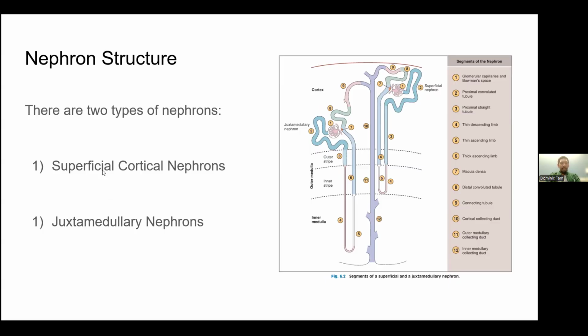There are two types of nephrons. There are superficial cortical nephrons, which have their glomeruli in the outer cortex, and these nephrons have relatively short loops of Henle, and they only descend into the outer medulla. There are also juxtamedullary nephrons, which have their glomeruli near the corticomedullary border. The glomeruli of the juxtamedullary nephrons are larger than those of the superficial cortical nephrons, and they accordingly have higher glomerular filtration rates, another term that we are going to talk about later in the presentation. The juxtamedullary nephrons are characterized by long loops of Henle that descend deep into the inner medulla and the papilla, and they are essential for the concentration of urine.